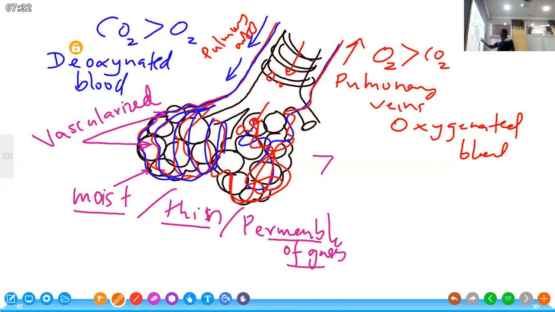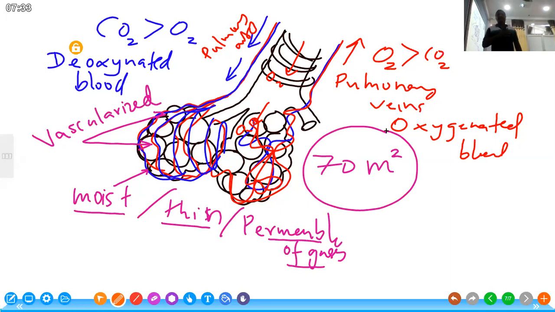It is about 70 square meters. 70 square meters, that is the entire surface area of the alveoli sacs in both lungs of an adult. Okay? Adaptations of a respiratory surface for efficient and effective respiration or gas exchange.